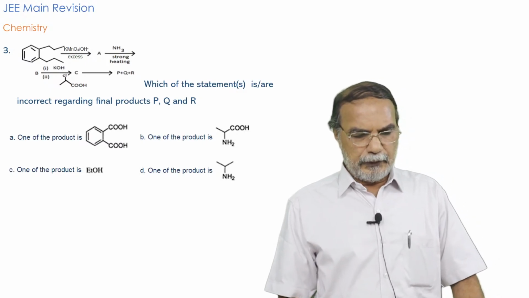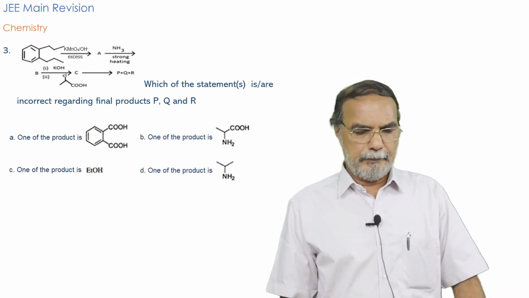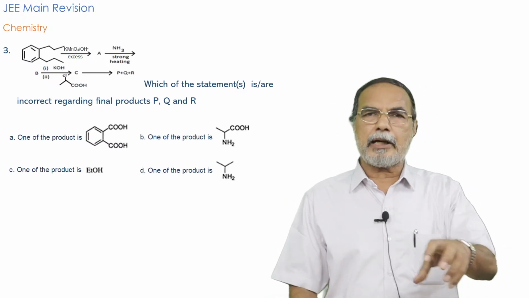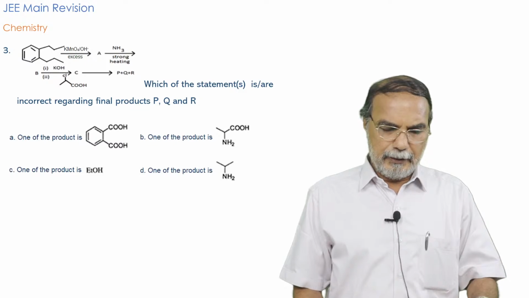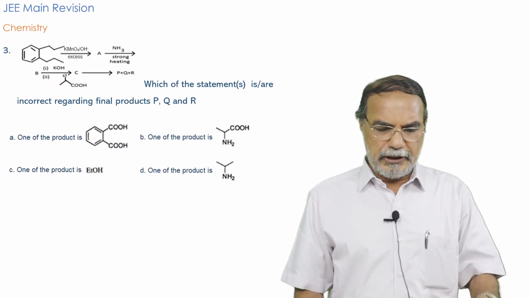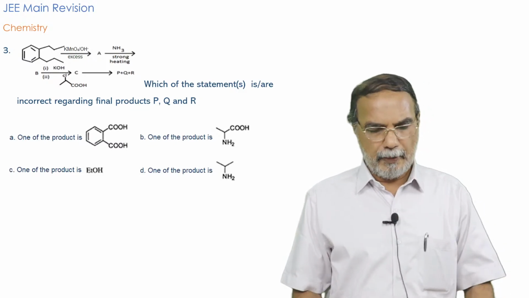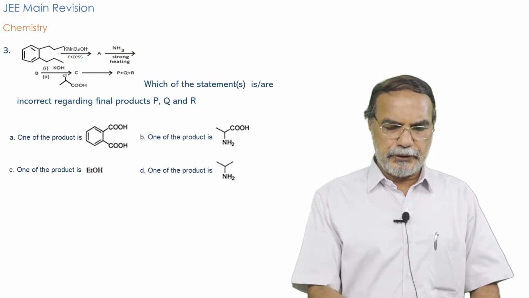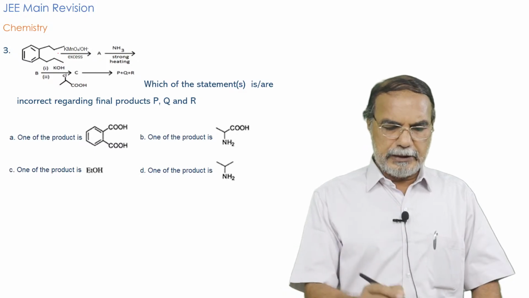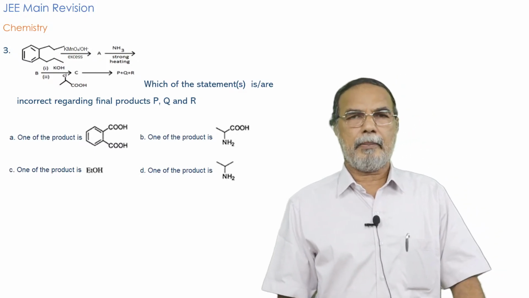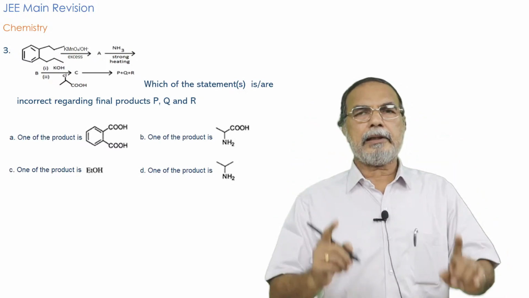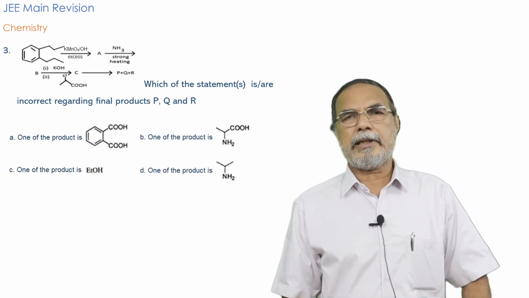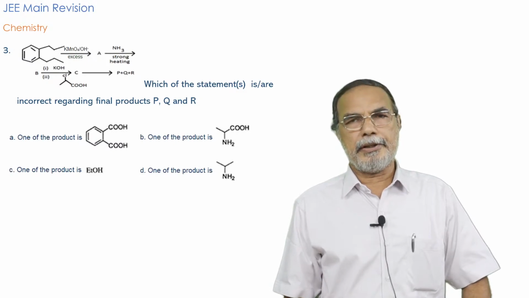So this is the question. You have an aromatic hydrocarbon. Don't be afraid of the side chain. The side chain contains 3 carbon atoms. That's okay. It's a 3 carbon atom side chain, CH2, CH2, CH3. And this also is a 3 carbon atom side chain, CH2, CH2, CH3. And the reagent is alkaline potassium permanganate. Once you hear alkaline potassium permanganate, remember the reaction: side chain oxidation.